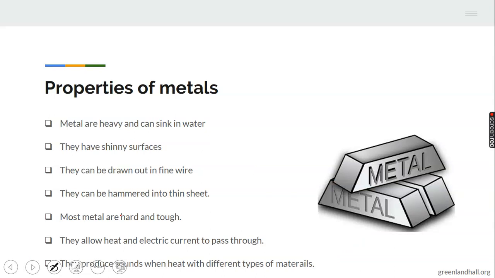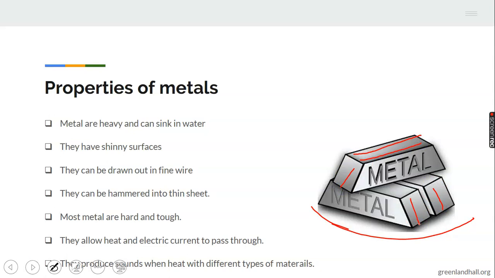Now, let's go to metal. Metals are heavy and can sink in water. That's one of the properties of metal. You can see this metal I have here. They are heavy. Metals are heavy and can sink in water. Then they have shiny surfaces. Metals have shiny surfaces. When you put your hands there, you find that they are very smooth.